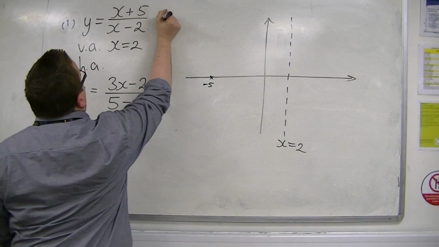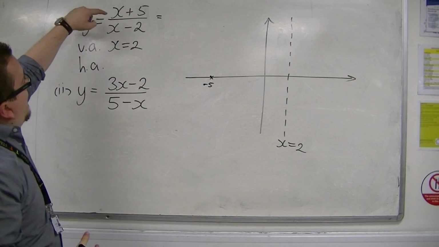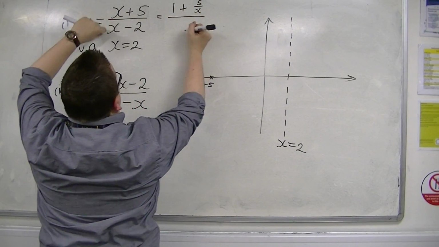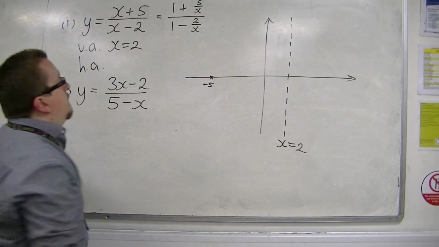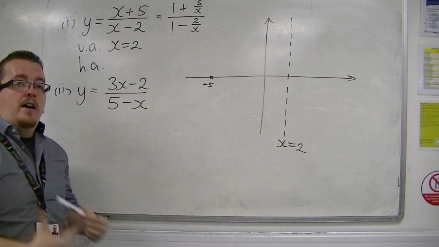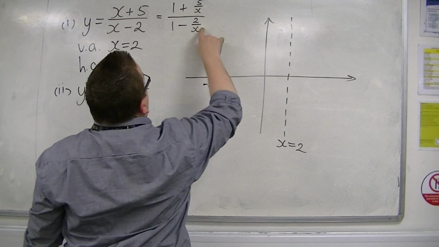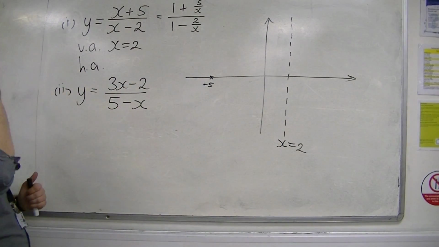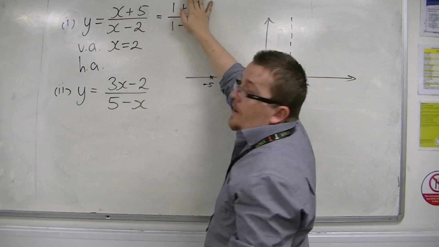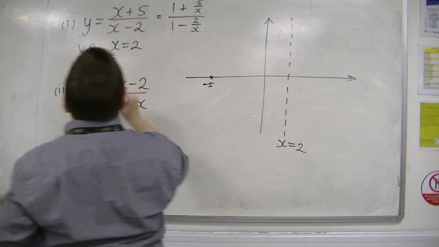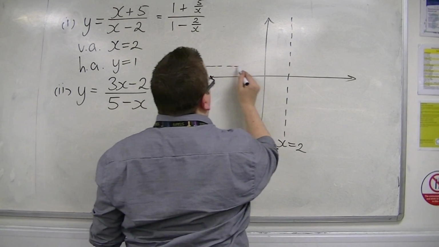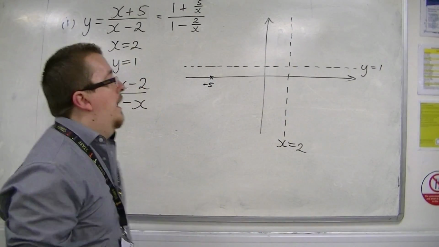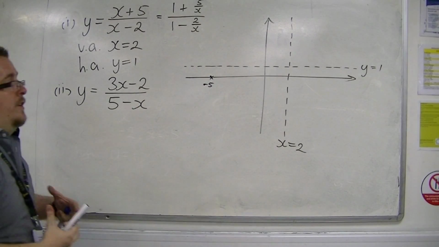Now, the way that that can be seen is that you can divide top and bottom of the fraction by that largest power of x, the x there. So if you divide top and bottom by x, you get 1 plus 5 over x over 1 take away 2 over x. Now, as x gets larger and larger, the 5 over x and the 2 over x both get smaller and smaller. And as we go to very large values of x, they become insignificant. And you're just going to get left with 1 over 1. So y equals 1 is my horizontal asymptote. So I can put that in. That's y is equal to 1. So I know that for large values of x, in the positive direction and in the negative direction, the curve will approach this line.